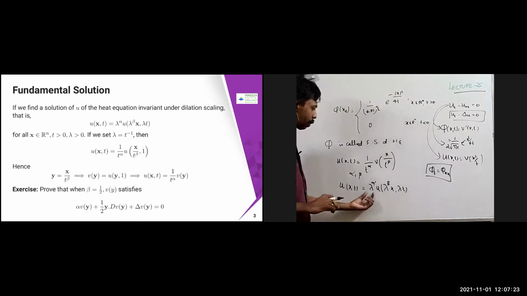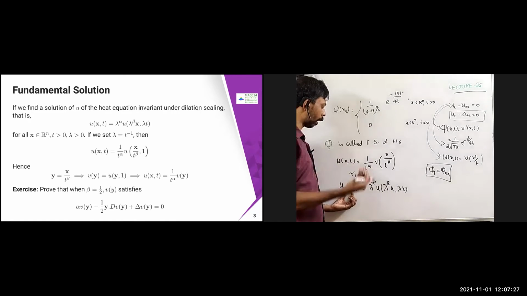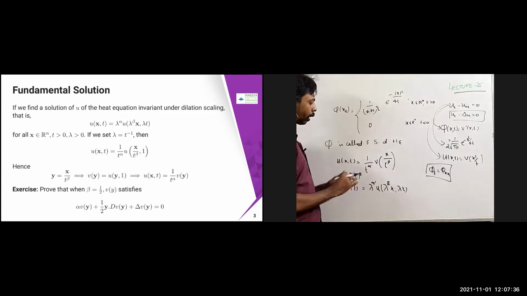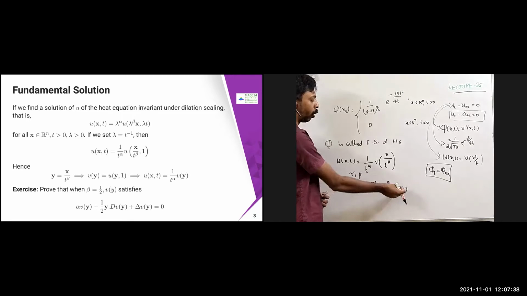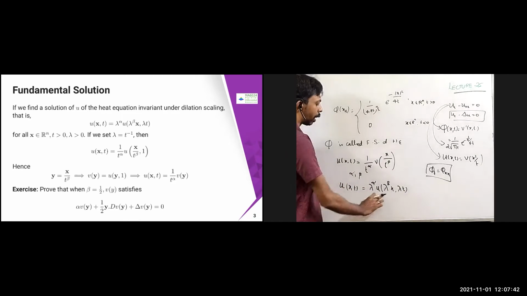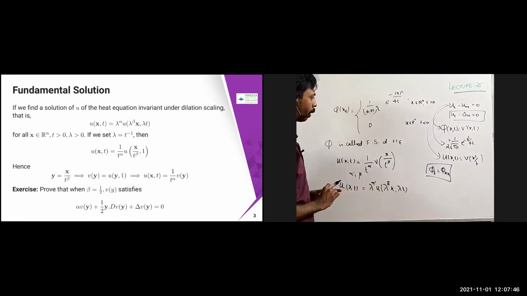Dilation means that instead of x and t, I'm multiplying by some constant, so something is going to come outside. I don't know alpha and beta yet; we need to estimate them. Being invariant under dilation means the setup is not going to change; only some multiplication and some parameter is going to change. That's what we are going to do.